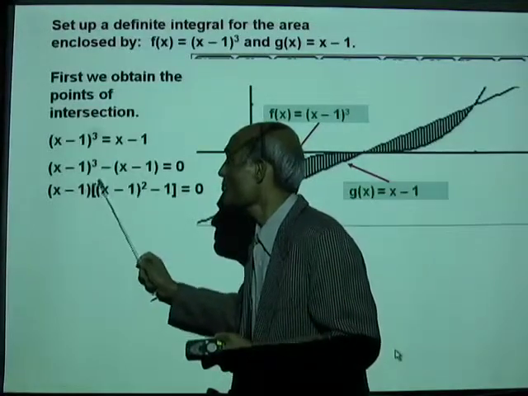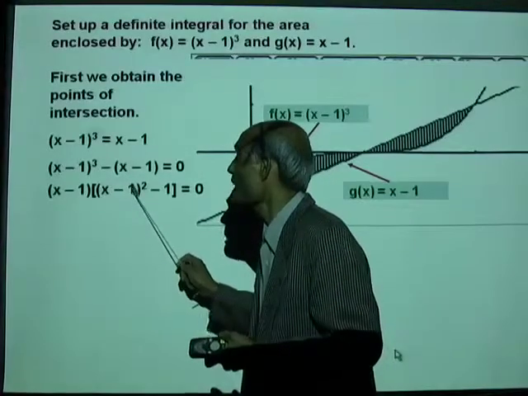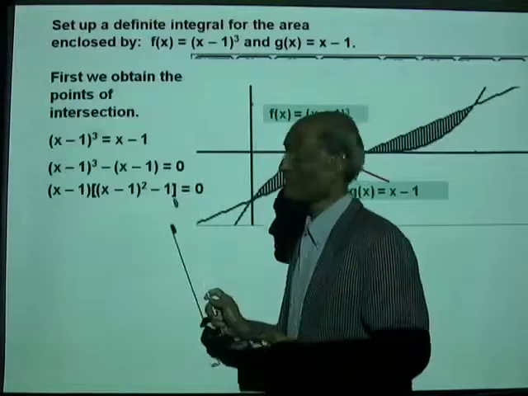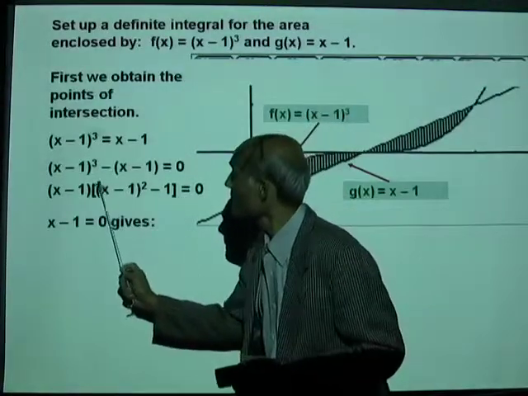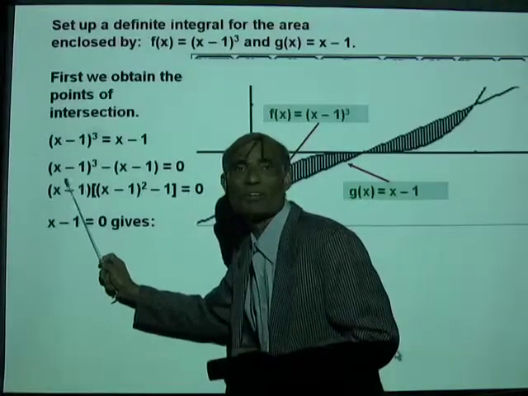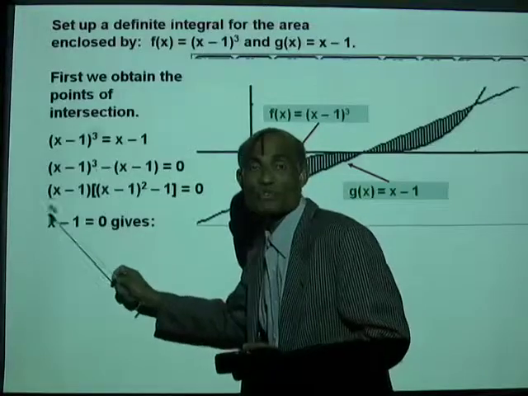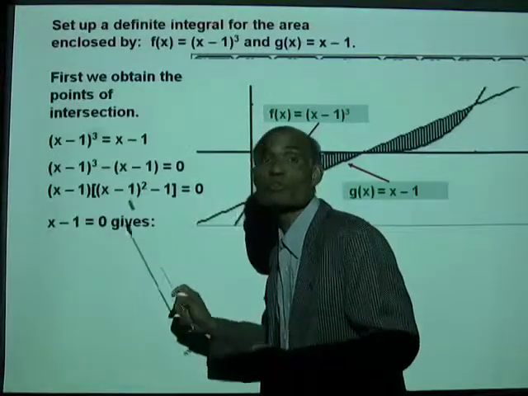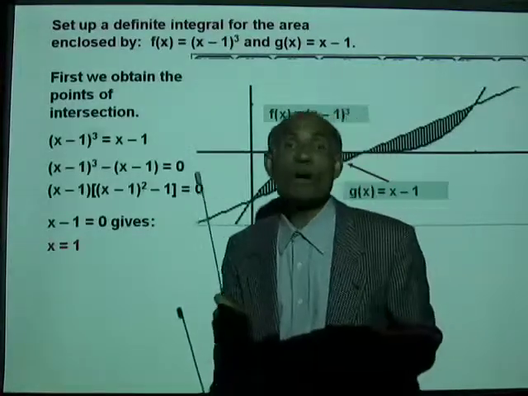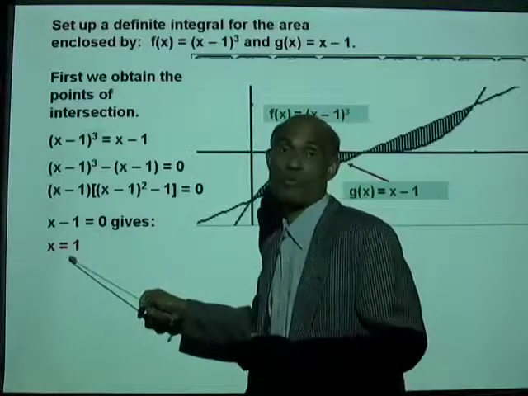That would be x minus 1 times what is remaining here, x minus 1 to the power of 2 minus 1 equal to 0. Now simplify, or we can set each factor to 0. This is one factor, this is the other factor. So setting x minus 1 equal to 0 gives x equal to 1. That means one point where they will intersect corresponds to x equal to 1.